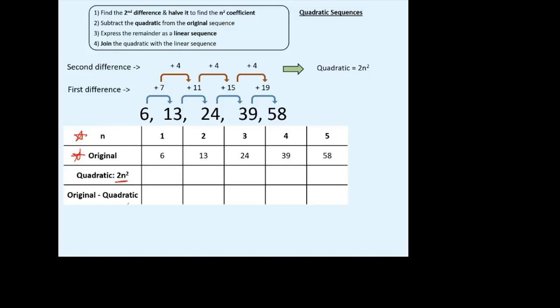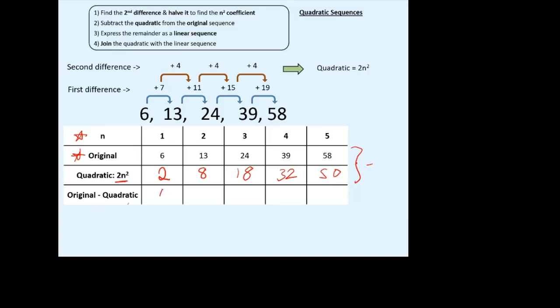So 2n squared, and please don't forget your BIDMAS here, is 2. 2 squared is 4 times 2 is 8. 3 squared is 9 times 2 is 18. 4 squared is 16 times 2 is 32. And 5 squared times 2 is 50. The next step now is to subtract one from the other.